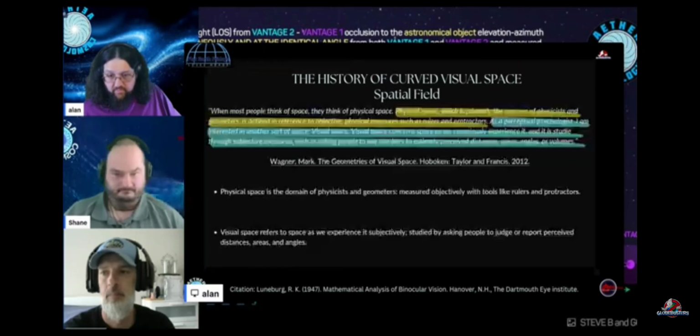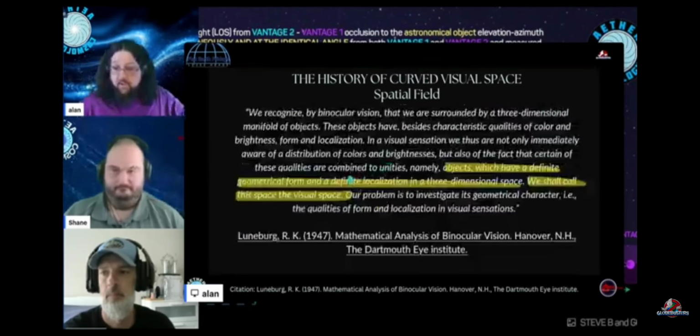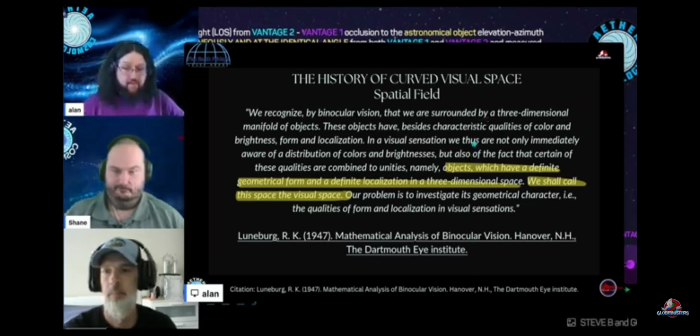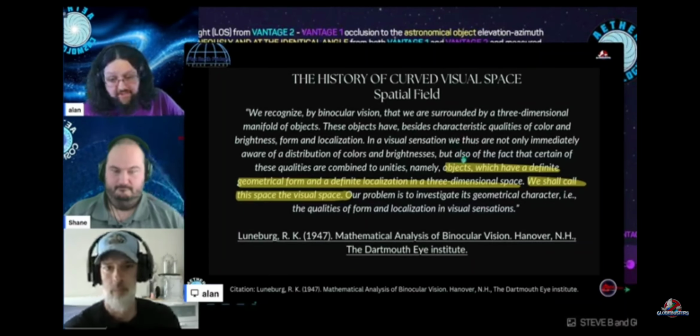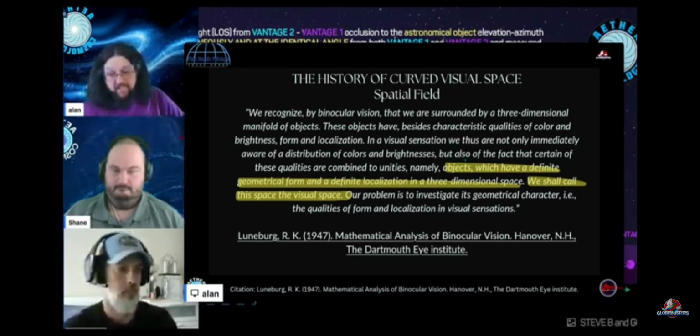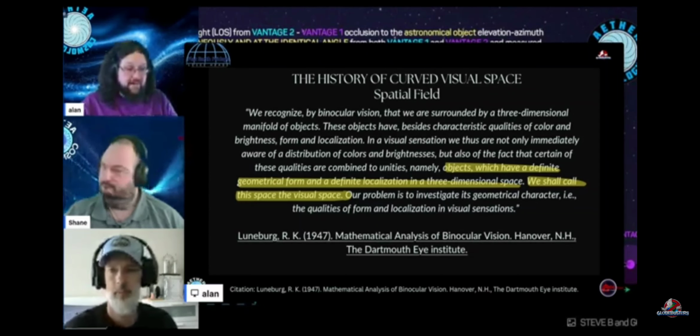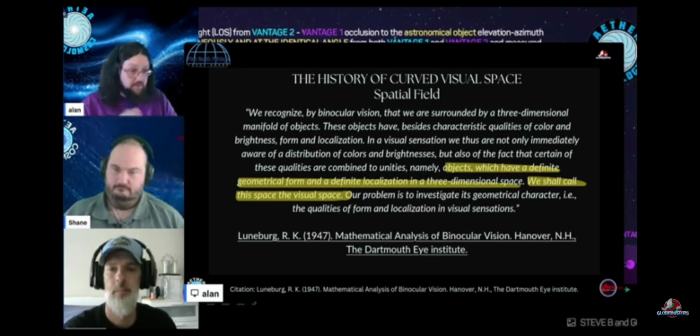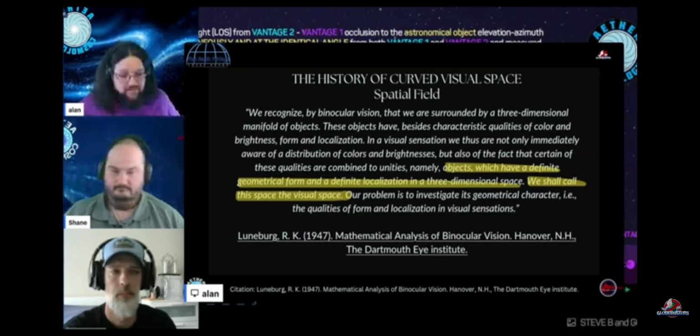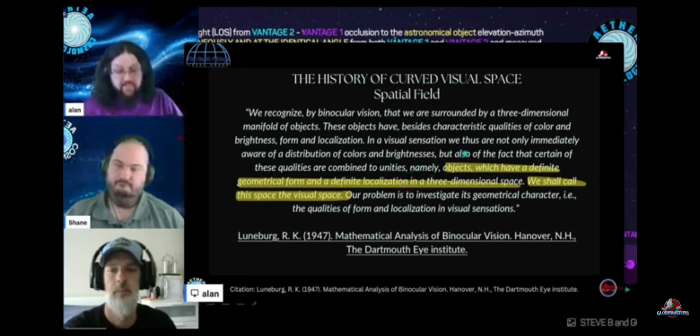This is from Bloomberg. Bloomberg talks about how you perceive things in terms of color, brightness, that sort of thing. But one important thing to note is that all objects have a definite geometric form and a definite localization in three-dimensional space. When we talk about the spatial field, we're talking about where something resides in three-dimensional space, where it actually is, not where it appears to be, not where you see it with your eyes, but if you were to get out a ruler and measure from you to said object, what would be that physical distance? What would be that actual height? Where does it physically exist in the spatial field?